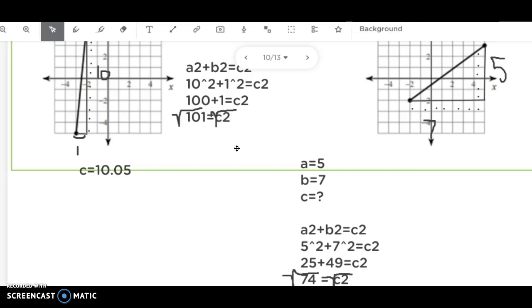Y'all thought I forgot about that. Nope, it's coming back. You better get ready because I might put that on your next test, which is probably going to be coming up soon. But hey, that's it for this one.